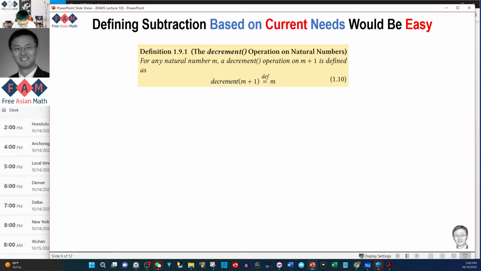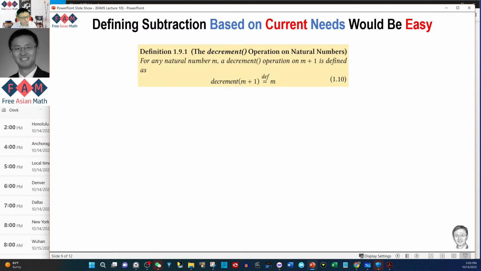But for now, it is very important to understand that this decrement operation is on natural numbers with some caveat. How do we define this decrement operation? We say for any natural number m, right?